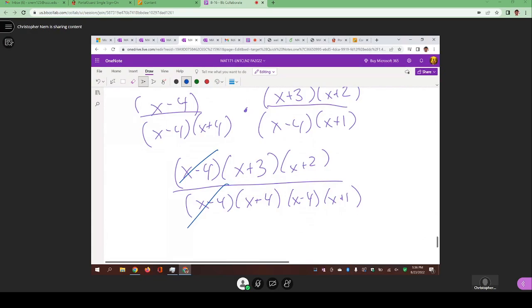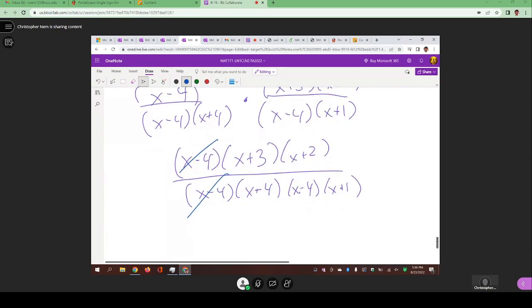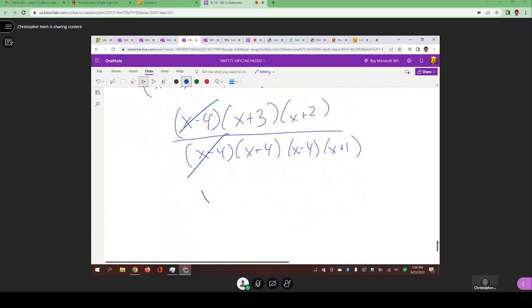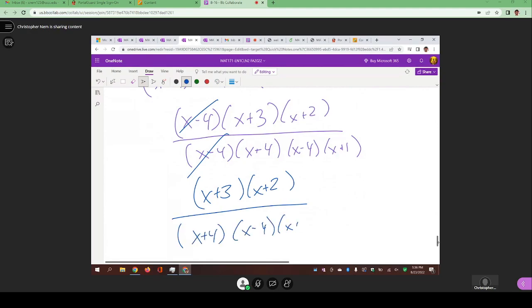x plus 3, x plus 2, x plus 4, x minus 4. And they can only cancel out if one's on top and one's on bottom. So what am I remaining with? I'm remaining with (x plus 3)(x plus 2) all over (x plus 4)(x minus 4)(x plus 1). And now, I am not going to be too picky on you actually multiplying these all out. No, you can just leave it in factored form. However, when you're doing addition or subtraction, that's where things change. That is a much harder thing to deal with than multiplication or division.